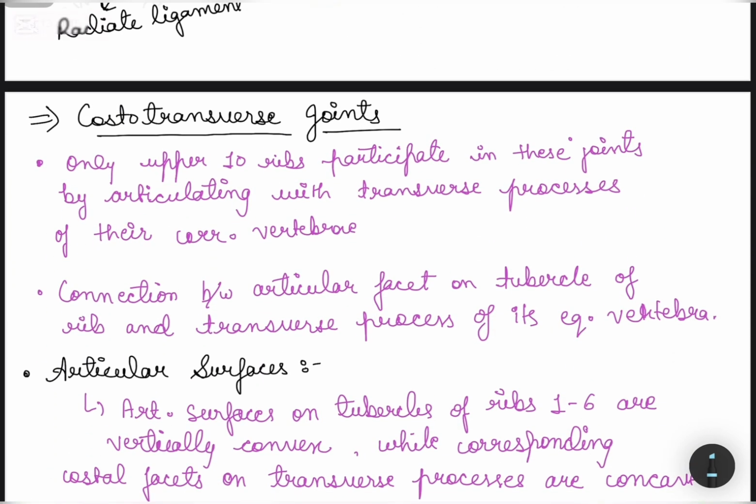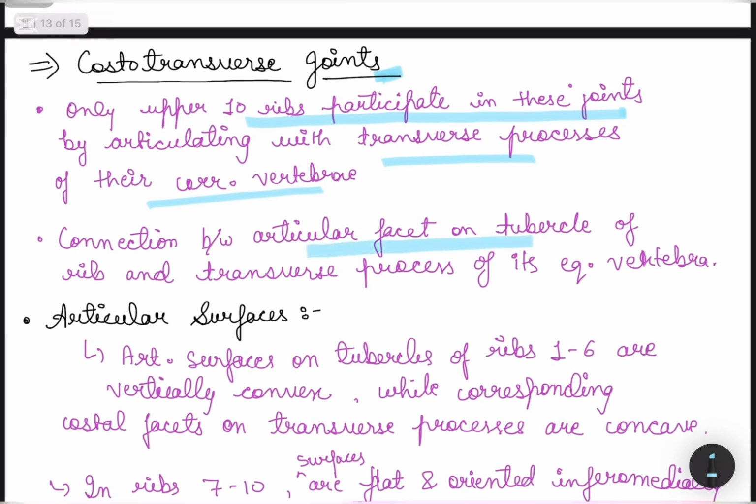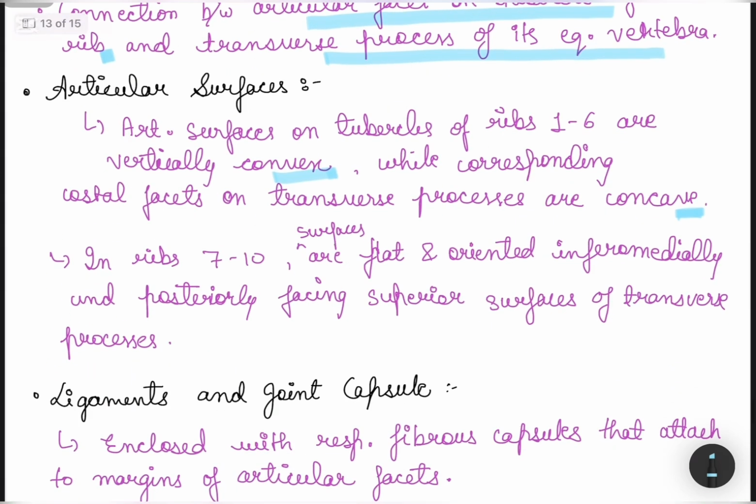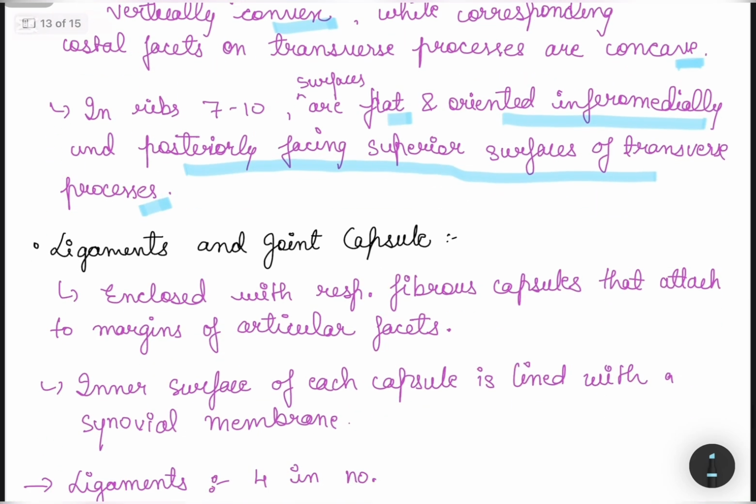The second is the costotransverse joint. Only the upper 10 ribs participate in these joints, by articulating with the transverse process of their corresponding vertebra. It is a connection between the articular facets on the tubercle of the ribs and the transverse process of the equivalent vertebra. The articular surfaces on the tubercles of ribs 1st to 6th are vertically convex, while the corresponding costal facets on the transverse processes are concave. In ribs 7 to 10, the surfaces are flat, oriented inferomedially and posteriorly, facing the superior surface of the transverse processes. Ligaments and joint capsule.